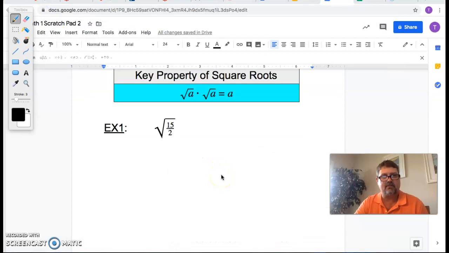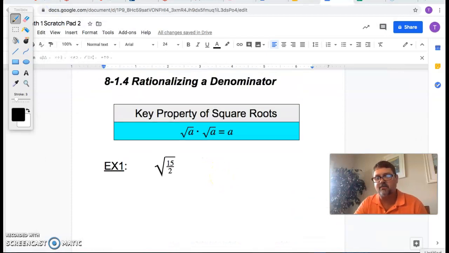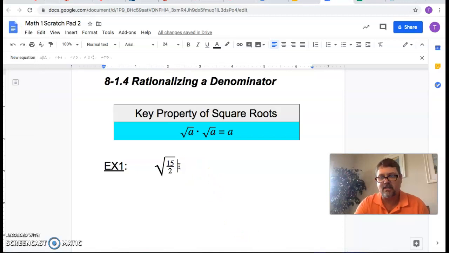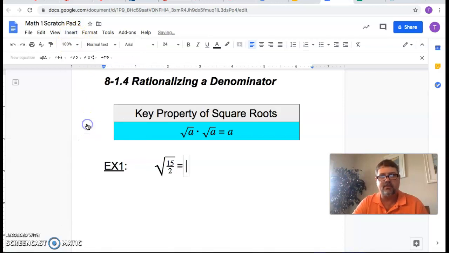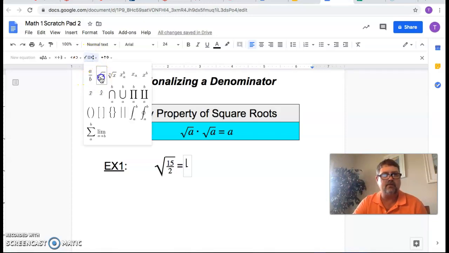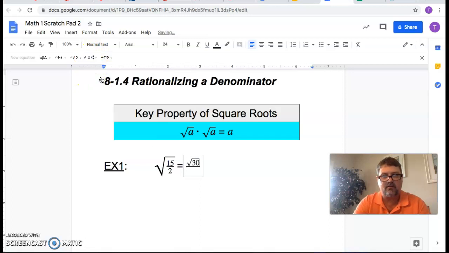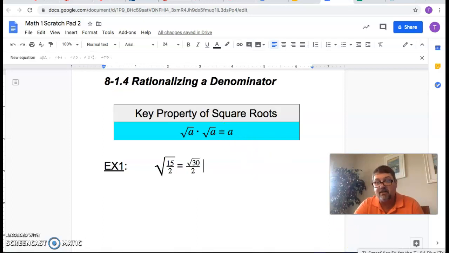Let me see if I've got another example. I don't. But I do want to show you something that could be a helpful trick. What we just found was that this is equal to the square root of 30 over 2. So let's put that fraction up there, and we'll put a radical in it. So we get the square root of 30, and that's divided by 2.